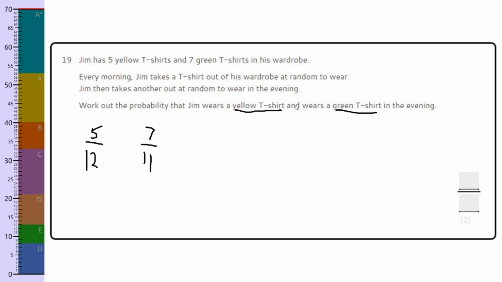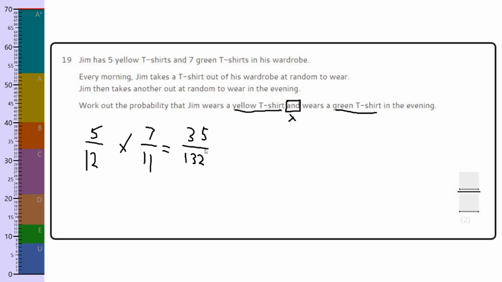The word "and" in probability, you might think is a plus because it is everywhere else in maths. In probability it's times. So we need to times those. Okay. 5 times 7 is 35. And 12 times 11 is 132. Ooh. My pen's just died. So 132.